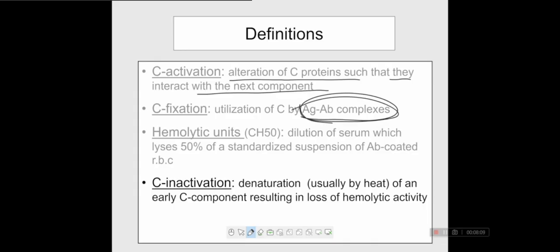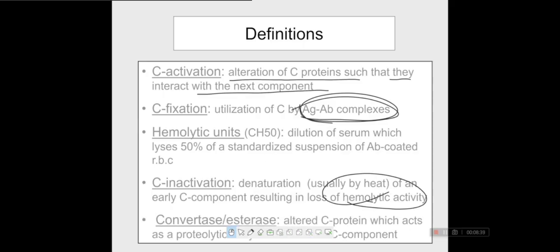Next is hemolytic units: the dilution of serum which lyses 50% of a standardized suspension of antibody coated RBC. C inactivation is the denaturation of an early C component resulting in loss of hemolytic activity. And last is convertase and esterase: altered C proteins which act as proteolytic enzymes on the next C component.